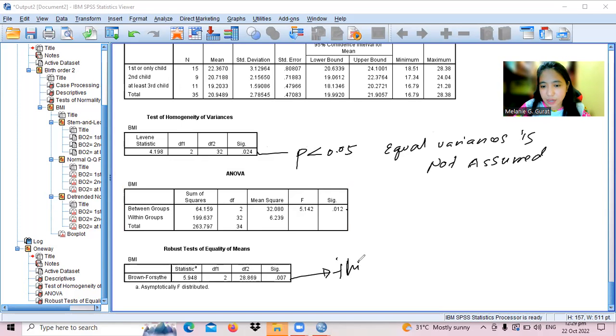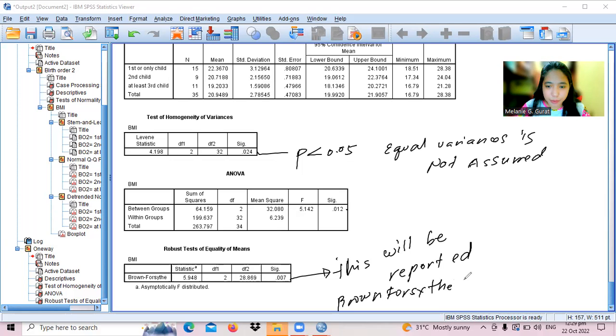So this will be reported. So Brown-Forsythe, degree of freedom is 2, is equal to 5.948, and P is equal to 0.007. So let's clear this.